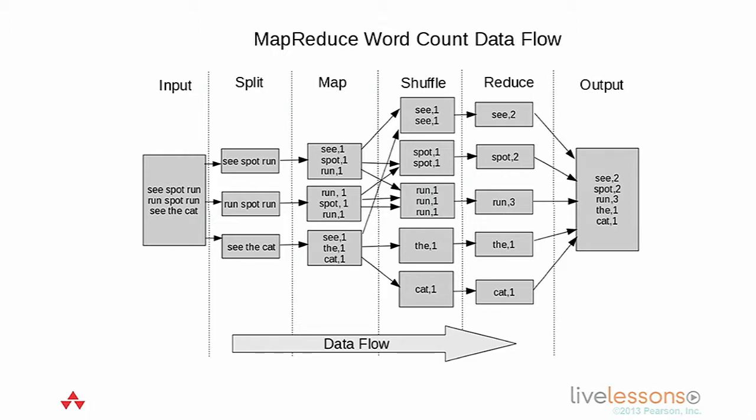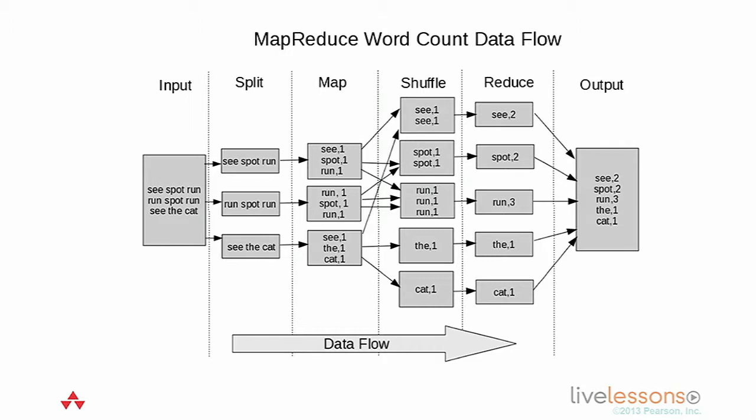And so we can see in the first case in the map column, the "see spot run," each word is there 1 time. And in the second block, we see "run spot run." Well, the word run is there twice, but we don't put that down as 2, we only count it as 1 because that's the way our mapper works. And then the final one, "see the cat," obviously, you get the idea what we're doing now.